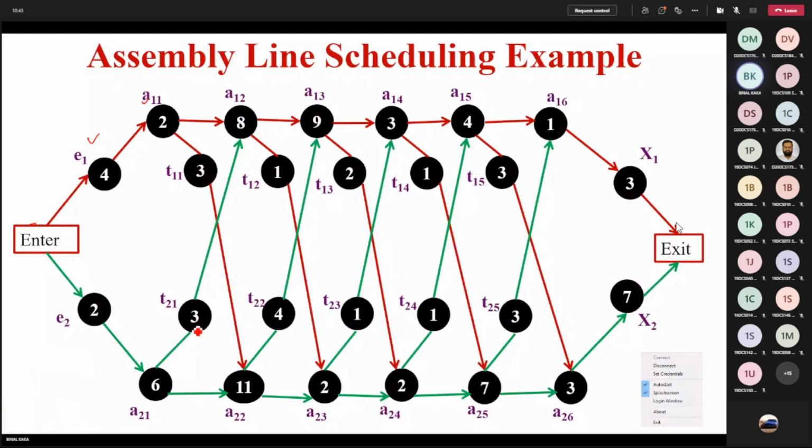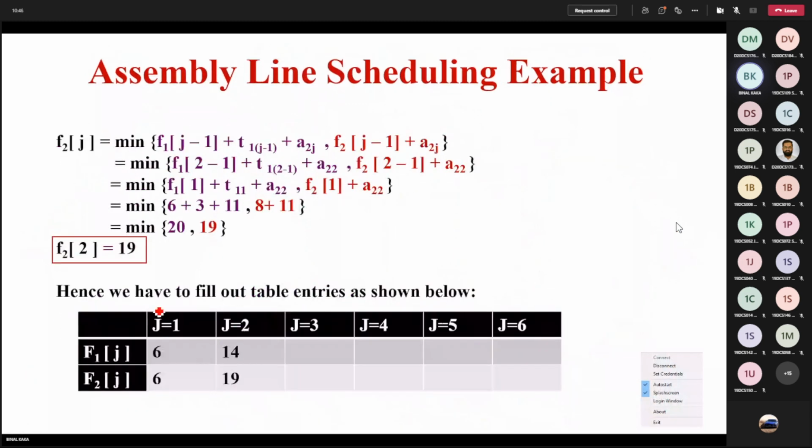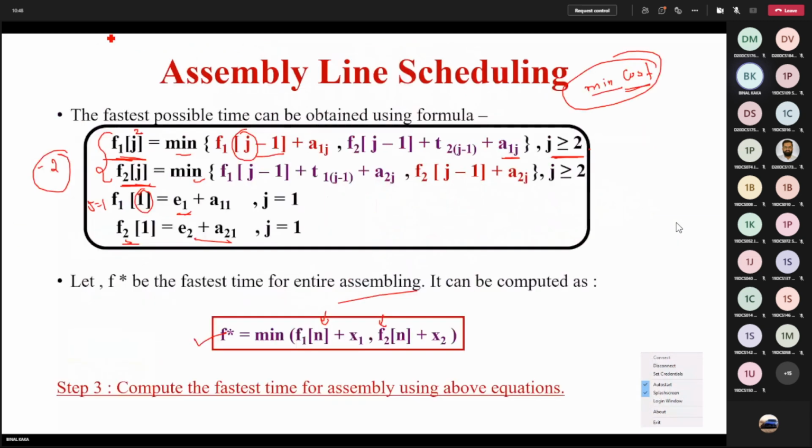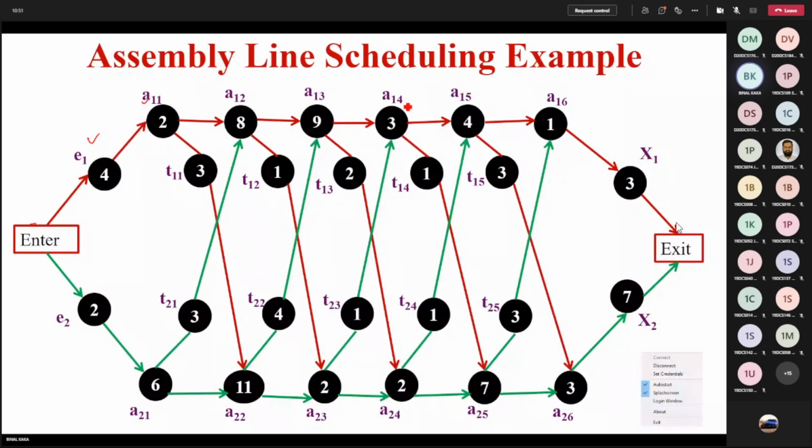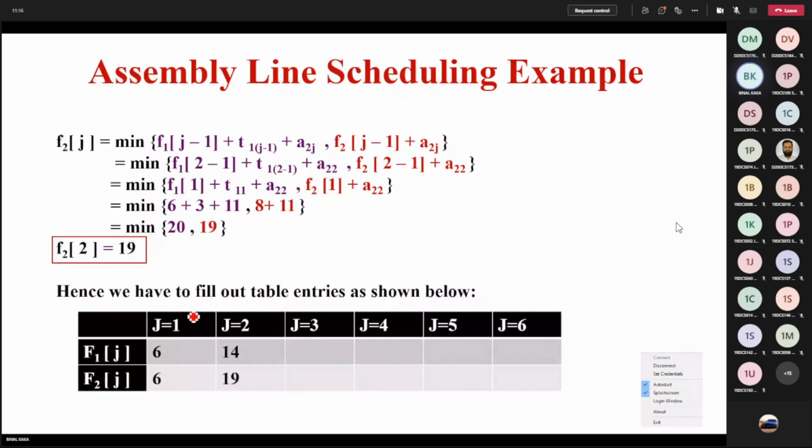Okay, let's start. The table is mentioned over here, but I'll explain from here because I require this. Let's start from the first location. Here we have station 1, station 2, station 3, station 4, station 5 and station 6. So how many stations do we have? We can say j is equal to 1, 2, up to 6. So you have to mention the stations over here.